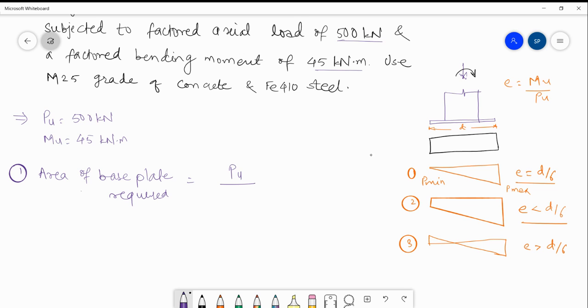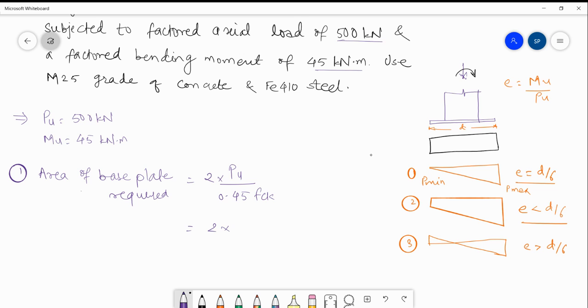This is equal to Pu divided by 0.45 fck. So 0.45 fck is the bearing capacity of concrete. As per the IS code, the maximum value is 0.6, but for a higher safety margin, it will be taken as 0.45 fck. Now, this particular expression is valid only when the column is subjected to axial load only. But when the column is subjected to bending moment along with axial load, to account for the effect of that bending moment, we will add this factor 2 so that we will get the appropriate approximate area of base plate required.